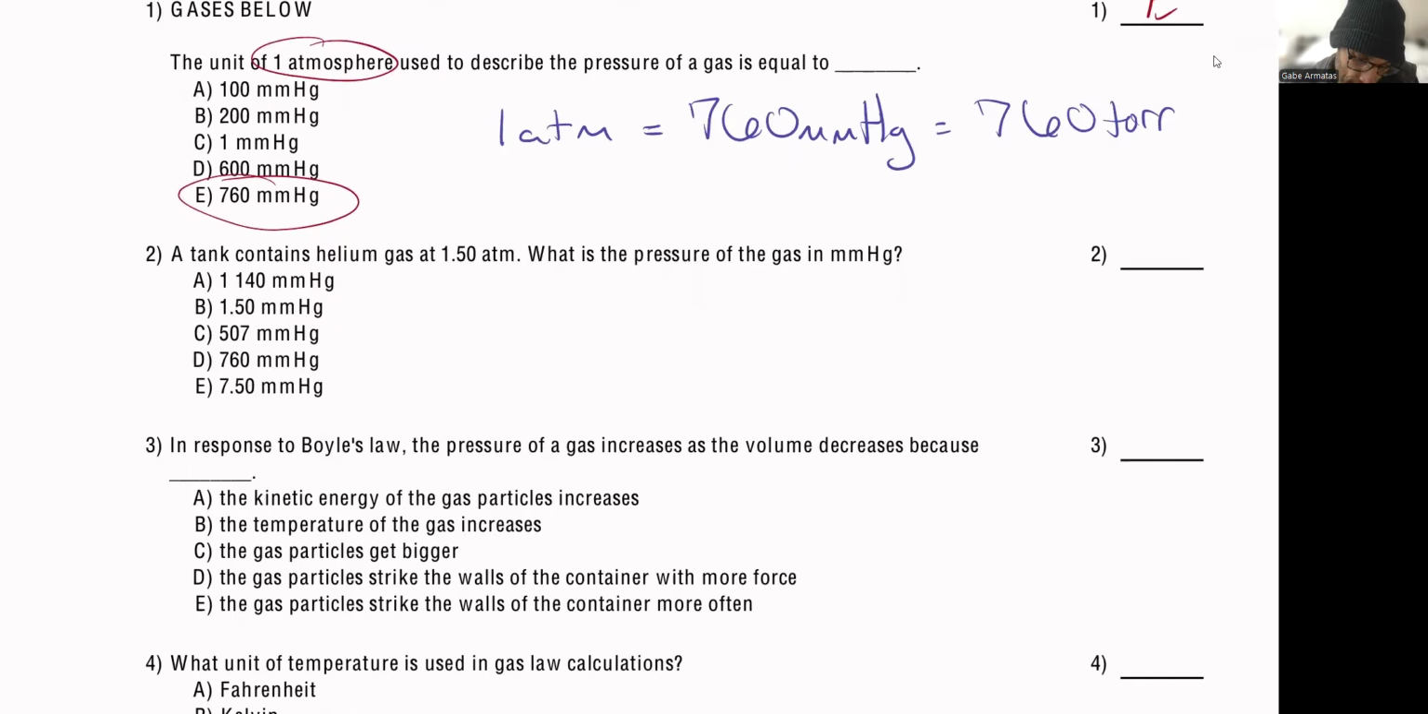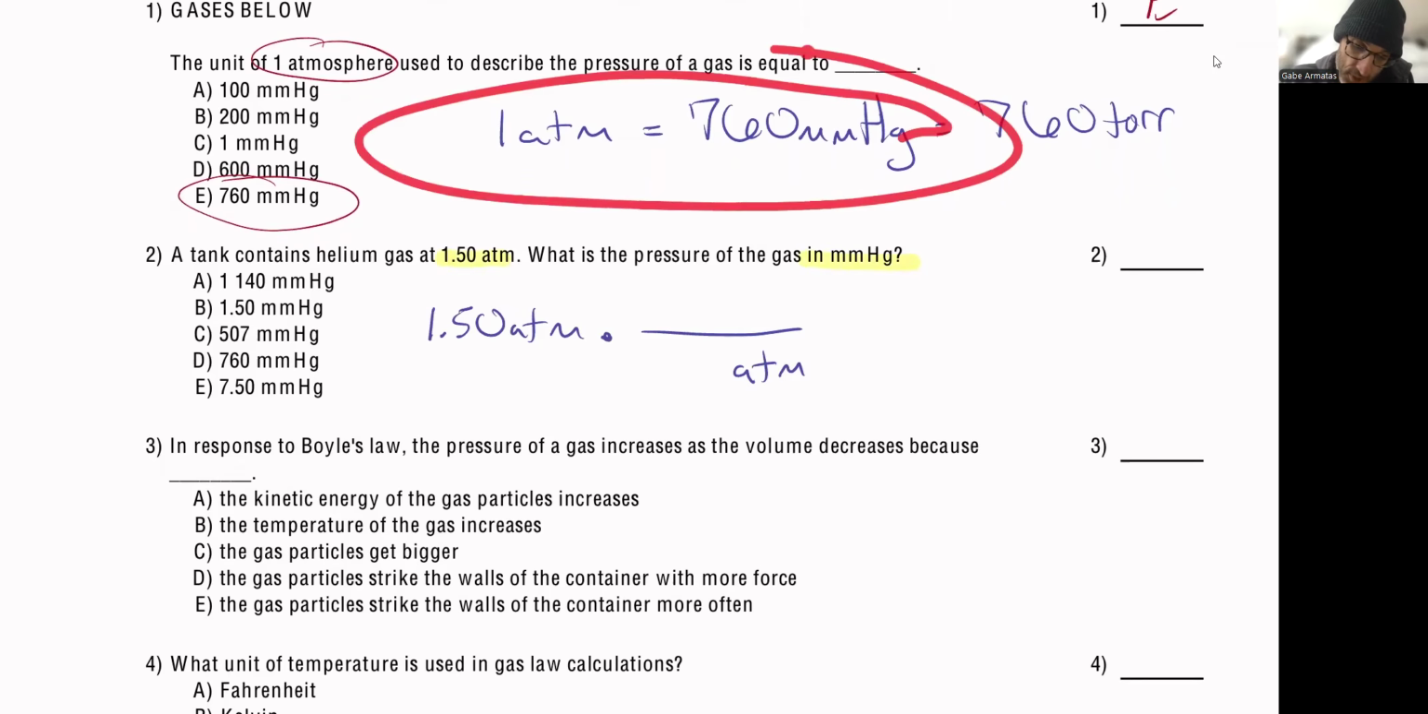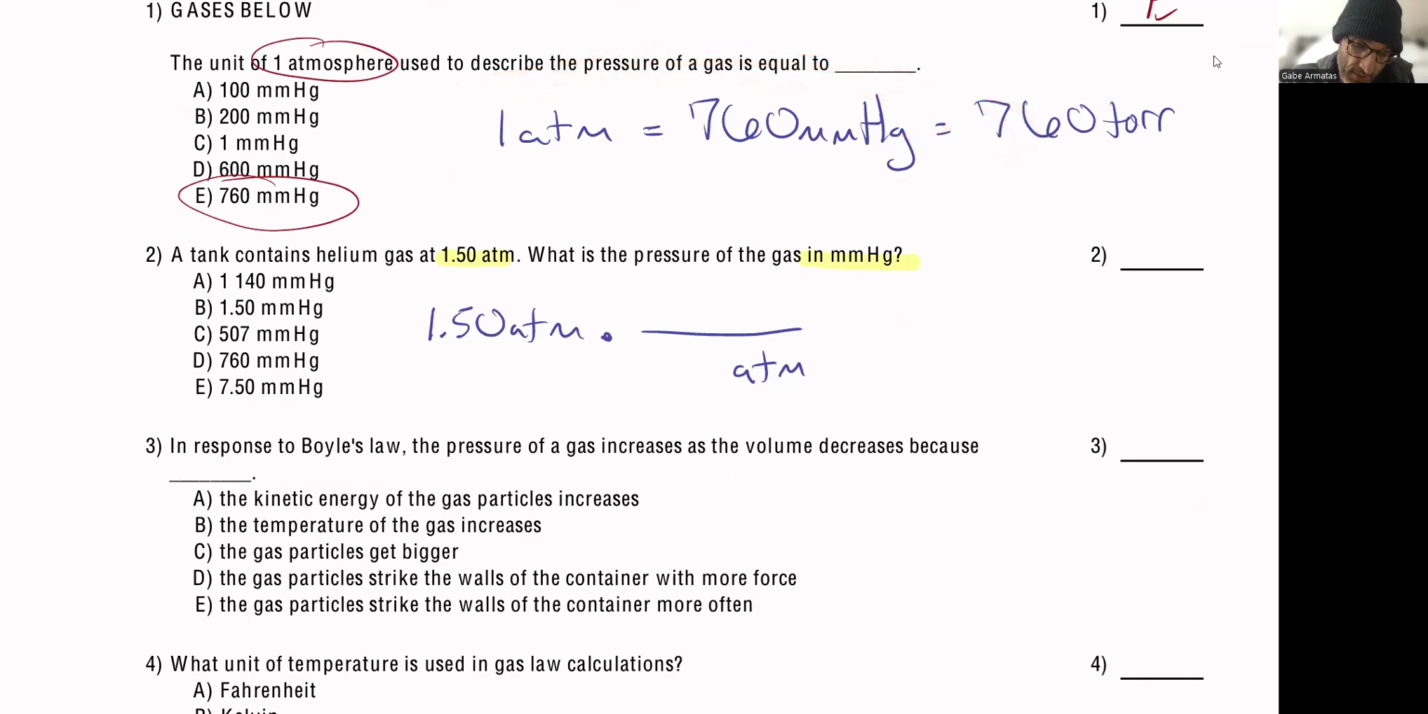Fantastic. Okay, next one. A tank contains 1.5 atmosphere. What is that in millimeters of mercury? So we are doing a conversion from 1.5 atmosphere to millimeters of mercury. We start with our original number, 1.50 atmospheres times a fraction. I want atmospheres to go away, so I'll put it on the bottom. And I have my conversion right up here. It's a 1 to 760 ratio.